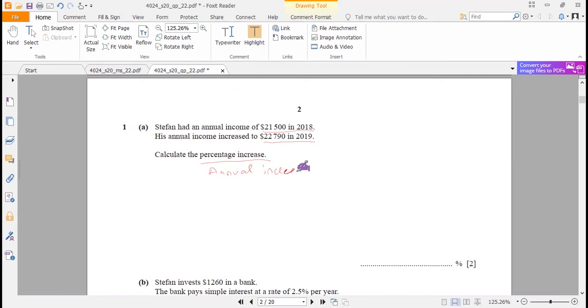For this purpose, we subtract the amounts: 22,790 minus 21,500 equals 1290. It means that this amount is increased. Now we have to find the percentage increase. So it will be 1290 over the initial amount, that is 21,500, multiplied by 100. After solving this, we get the result 6. It means that 6% is the increase.